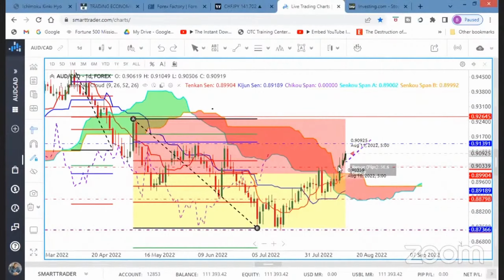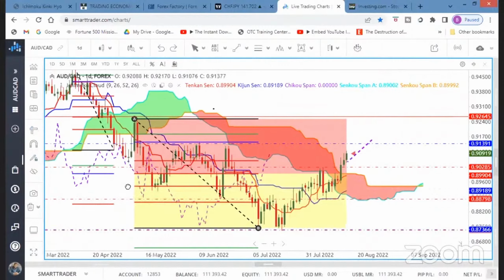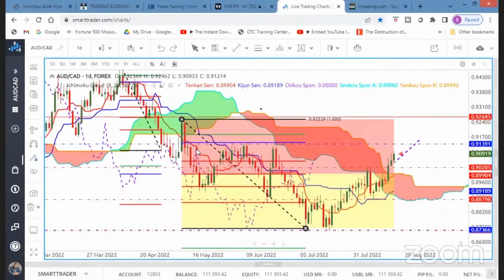You can even say, man, I'm looking for cloud breakouts. Like I said, oh, I got a cloud breakout. Let me drop down to my lower time frame to play a pullback off of fib. So many different things you can do with the cloud. It's a really, really cool tool. I really, really like it.